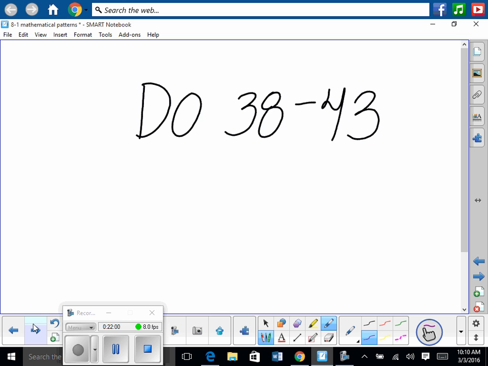Okay. So this is what's required. The rest is not required. You can cross out the rest if you feel so inclined. 38 through 43.